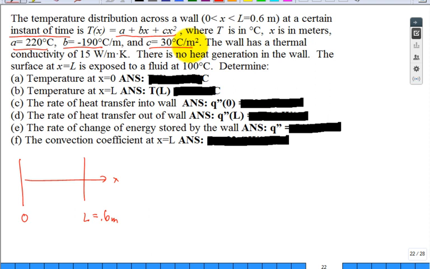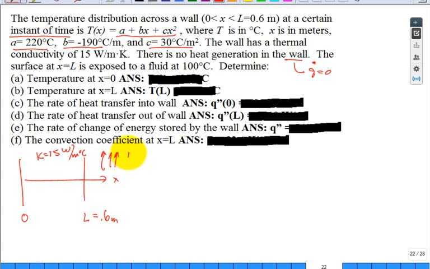Okay. The wall has a thermal conductivity K of 15 watts per meter degree C, like stainless steel. There is no heat generation in the wall, thankfully. Good. I don't like that Q dot term personally myself all that much. But so that Q dot's equal to zero. The surface at L is exposed to a fluid.